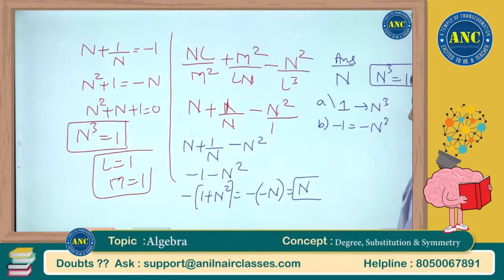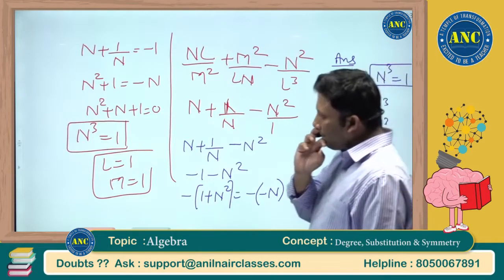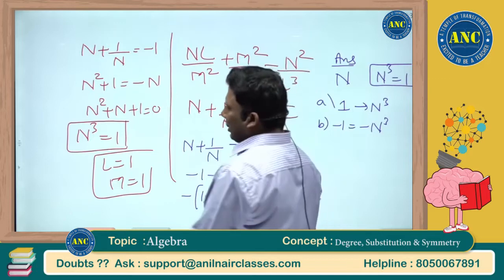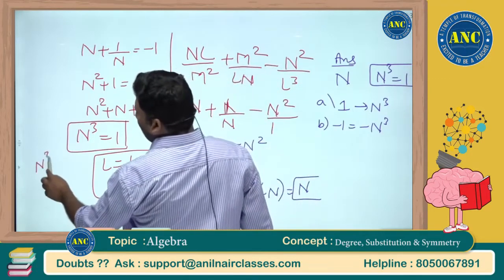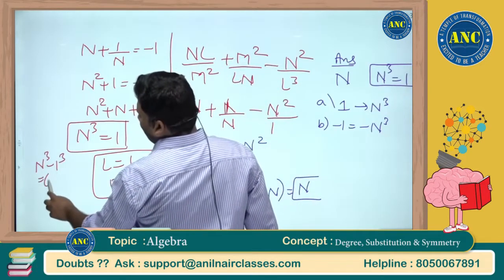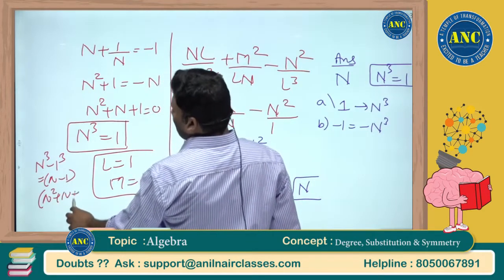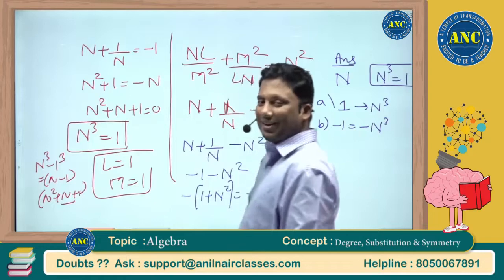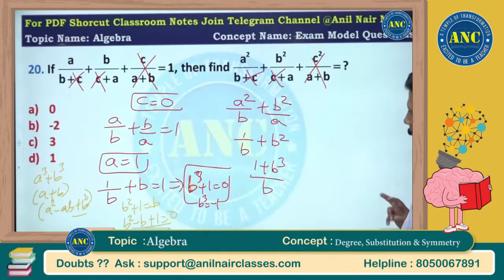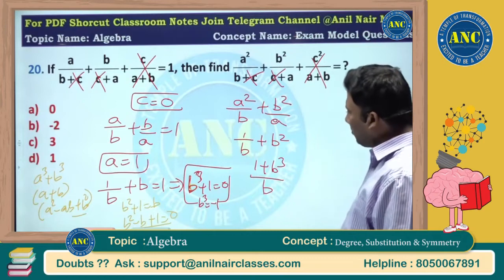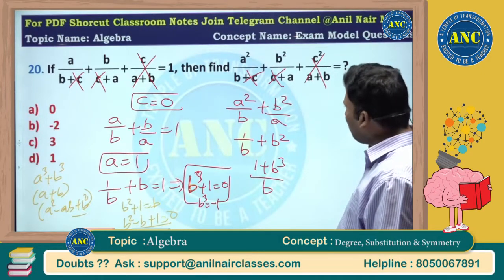Let's go back to the question where we got n square plus n plus 1 equivalent to 0. This is the expansion for n cube minus 1 cube: it is n minus 1 into n square plus n plus 1. This is 0, so n cube equivalent to 1. Here it is b cube equivalent to minus 1.